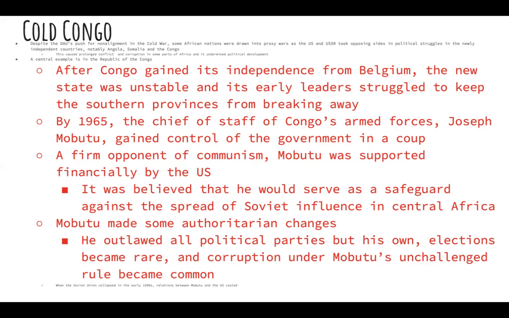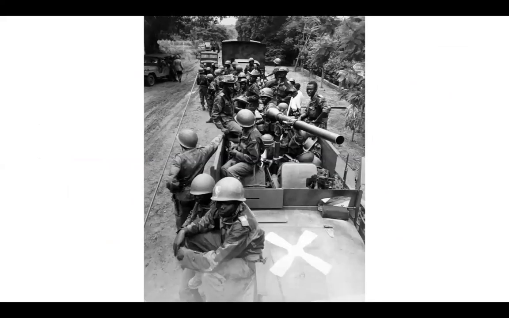Mobutu will then make some authoritarian changes. He outlawed all political parties but his own. Elections became rare, and corruption under Mobutu's unchallenged rule became common. When the Soviet Union collapsed in the 90s, relations between Mobutu and the U.S. cooled. So we supported him, and then he became like a dictator, and then we didn't support him until after.